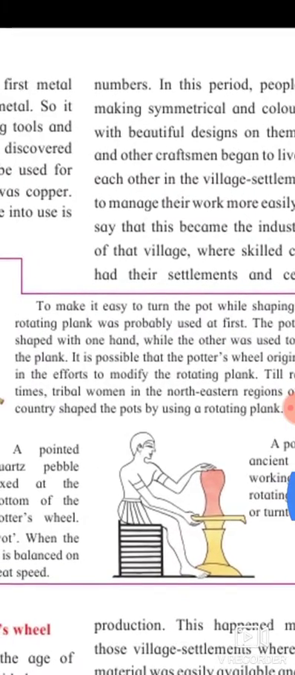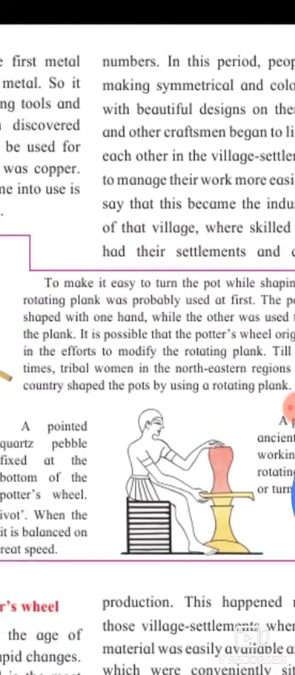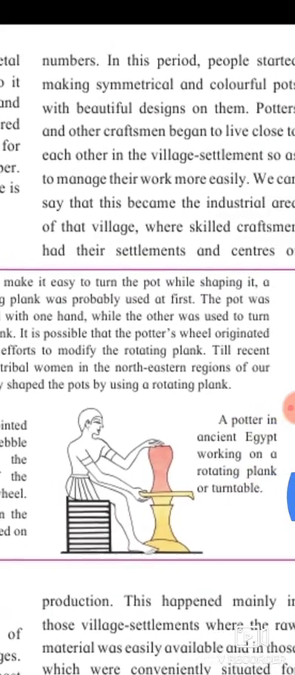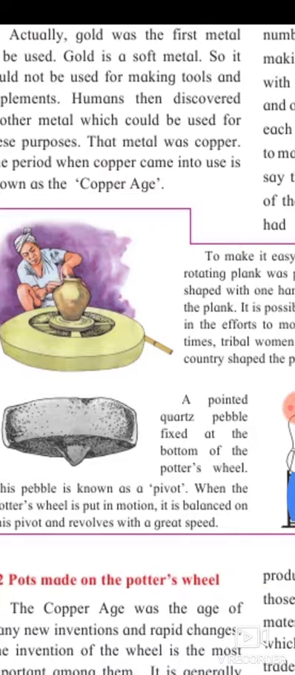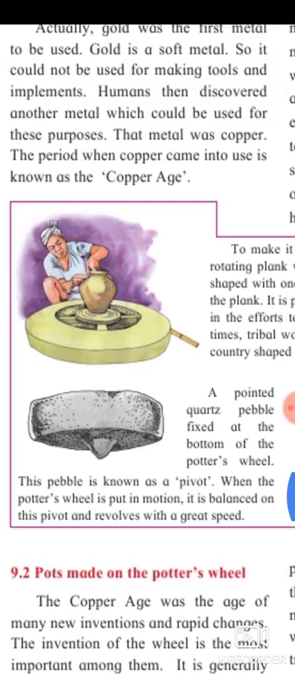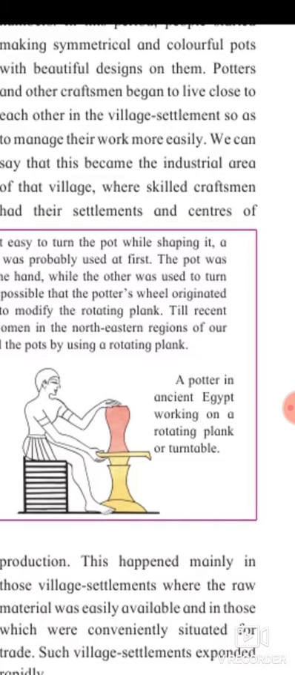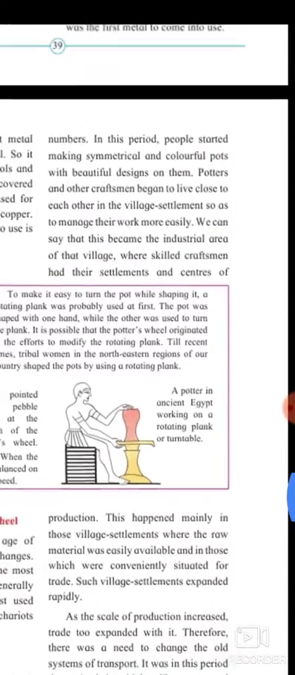Till recent times, tribal women in the northeastern regions of our country shaped pots by using a rotating plank, with a pointed quartz pebble fixed at the bottom of the potter's wheel. This pebble is known as a pivot. When the potter's wheel is put in motion, it is balanced on this pivot and revolves with great speed. A potter in ancient Egypt working on a rotating plank or a turntable.